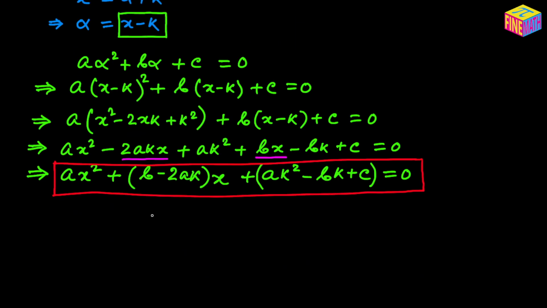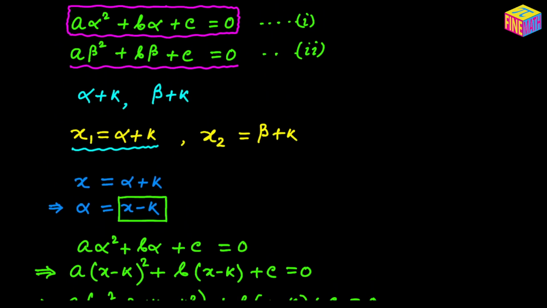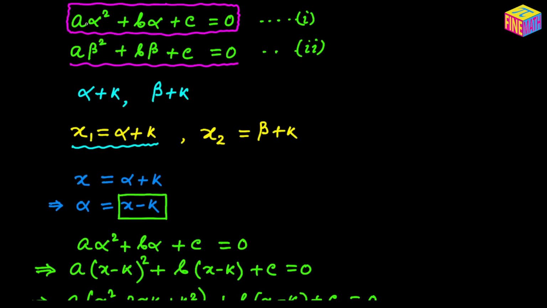Now if you had tried with the beta, you will get exactly the same looking quadratic equation. There will be no difference. Absolutely, there will be no difference. You can even try yourself. You can say, okay, if x is going to be beta plus k, then beta will be x minus k, and then you use that in the second equation, which is this one. You cannot use the value of beta in the first equation because your equation with beta is the second one.